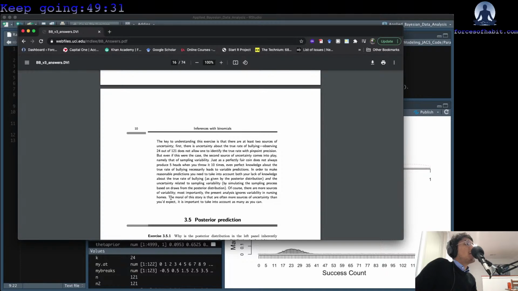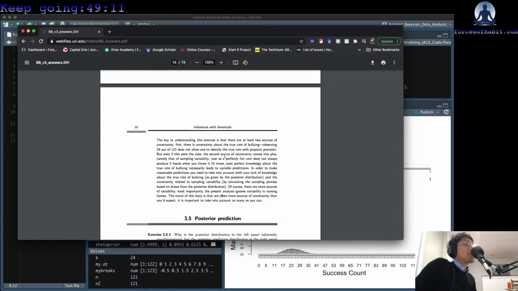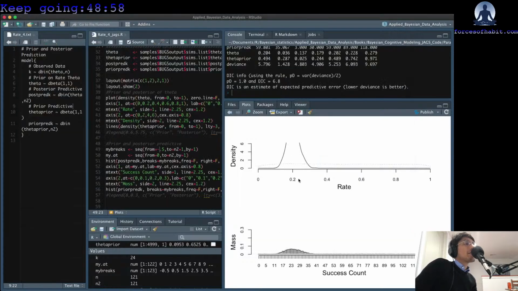But here's the takeaway. So the moral of the story is that there are often more sources of uncertainty than you'd expect, and you have to take these into account. So we have sampling variability here, acting. We have uncertainty about the true value of successes. But we know that it's somewhere around there.